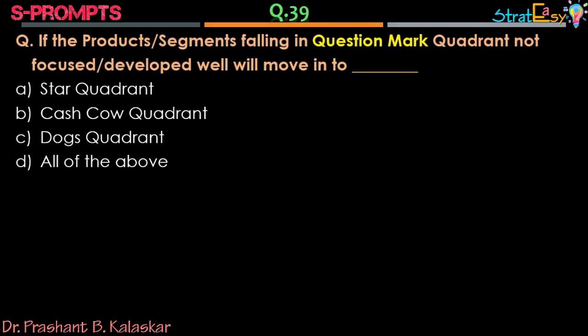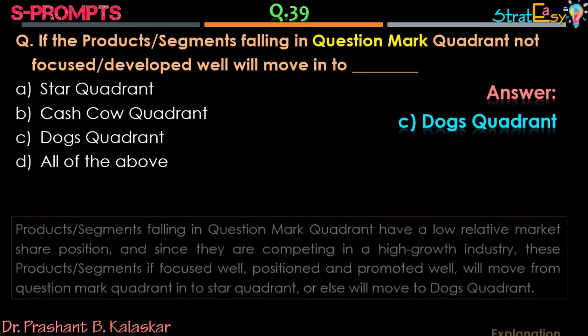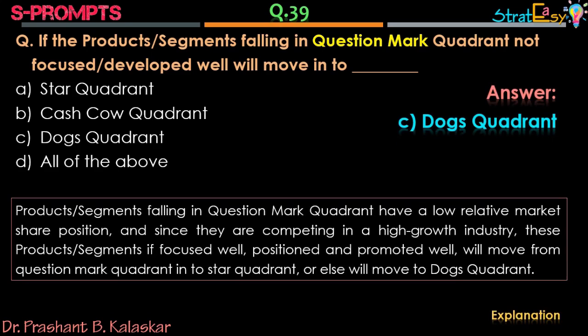Question number 39. If the products or segments falling in the question mark quadrant are not focused or developed well, they will move to, and the right answer is option C, dogs quadrant. Products or segments in the question mark quadrant have a low relative market share position, and since they are competing in a highly growing industry, they should be focused well, positioned well and promoted well. Then they will move from the question mark quadrant into the star quadrant. But if they are not positioned, promoted or built well, they will move to the dogs quadrant.